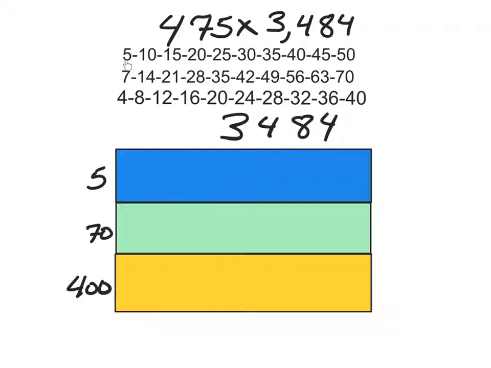5 times 4, 1, 2, 3, and 4 gives you 20. Drop that 0, carry that 2, and move along. 5 times 8, 1, 2, 3, 4, 5, 6, 7, and 8 gives you 40. Plus this 2 here will give you 42. Drop the 2, carry the 4, and move along. 5 times 4, 1, 2, 3, and 4 gives you 20.